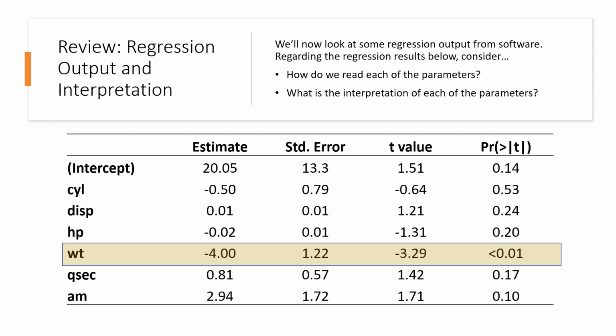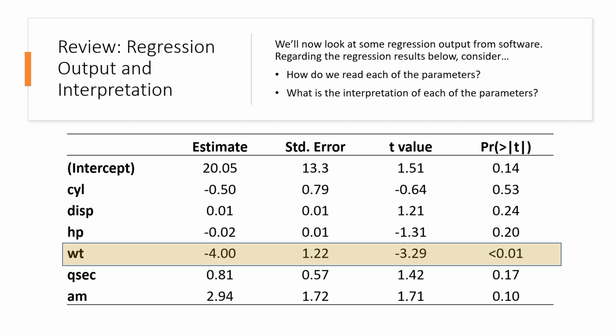For the weight estimate, -4, this indicates that as weight increases by 1, we expect the miles per gallon to go down by 4 after accounting for all of the other variables in the model. Now this might sound drastic, and it is quite drastic. Weight is in thousands of pounds. So weight increasing by 1 is actually the weight of the vehicle increasing by 1,000 pounds, and that has a very large impact on the nature of the estimate.